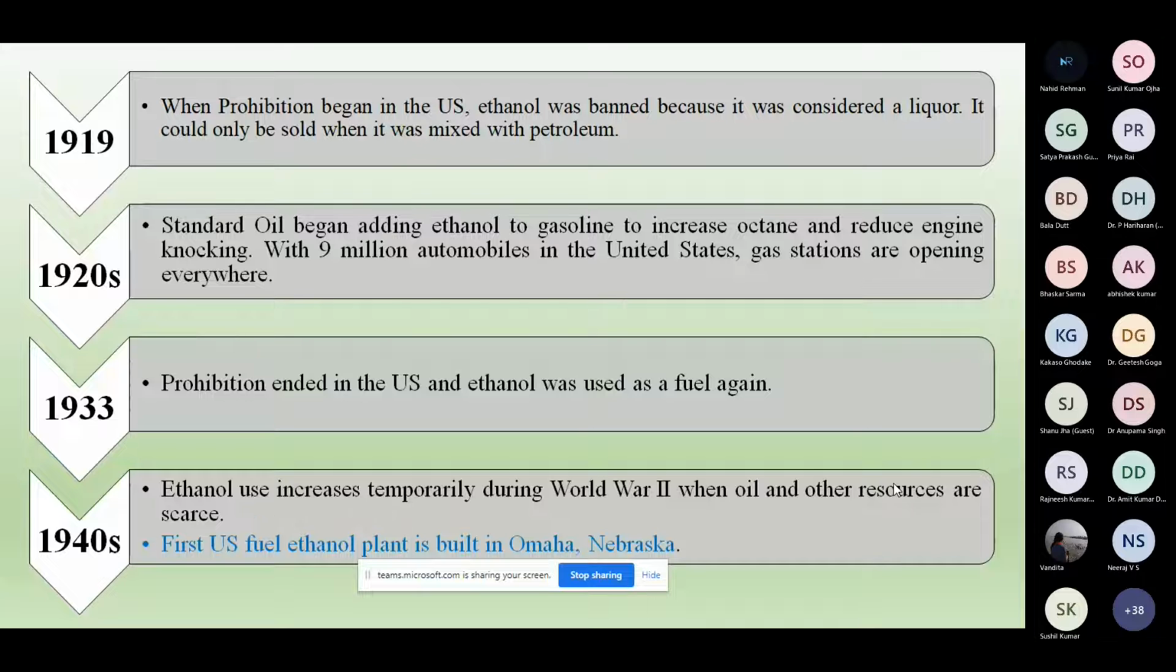Around nine million automobiles came up in the United States and many gas stations were opened there. In 1933, prohibition, which had been imposed in the US, was ended and ethanol again started to be used as a fuel. In 1940, ethanol use increased temporarily during World War II, when oil and other resources were scarce. Then the first US ethanol plant was established in Omaha, Nebraska.